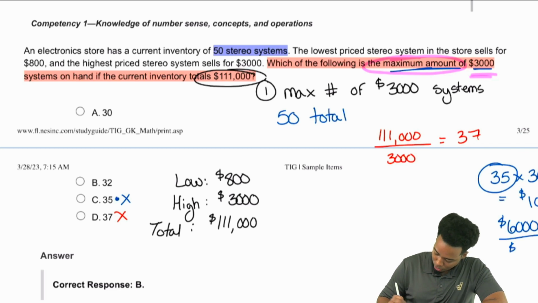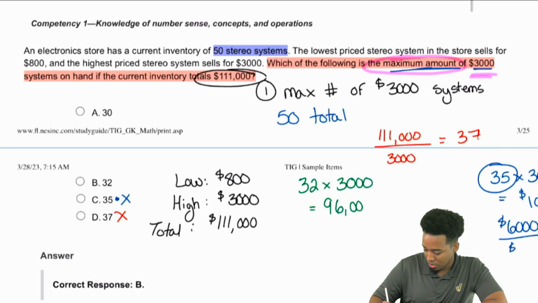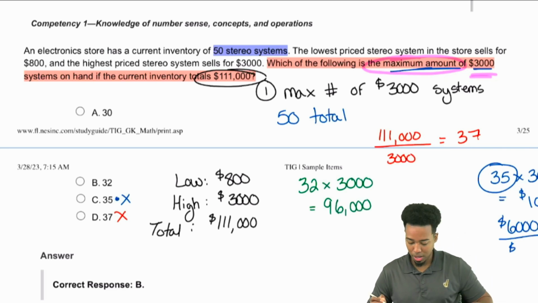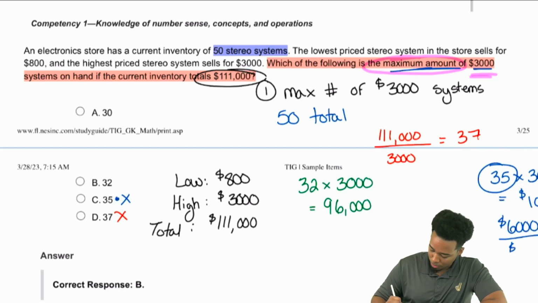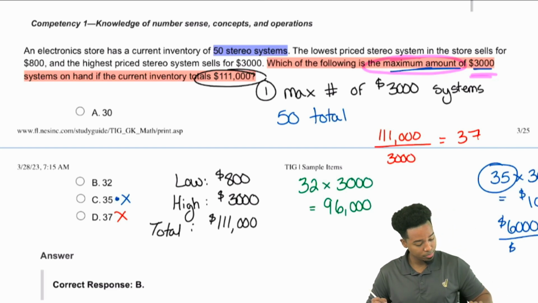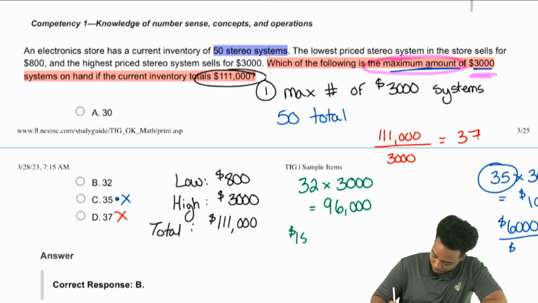If we have 32 of them, 32 times 3,000, what will that give us? Well, that'll end up giving us $96,000. And let me just double check that with my calculator over here. 32 times 3,000. Yep, 96,000. And so what's left over? Well, what's left over is going to be 111,000 minus the 96,000. And that's going to be $15,000 left.